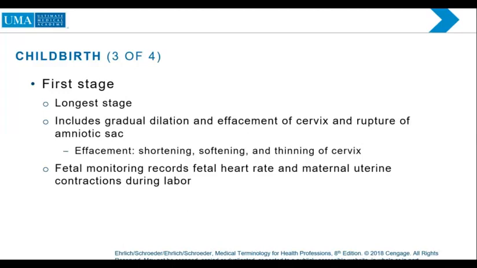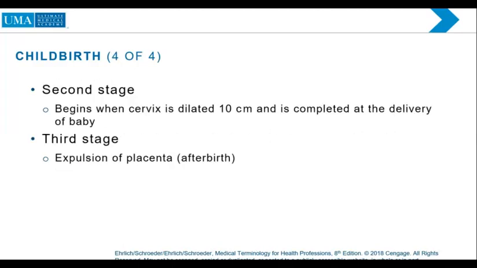Fetal monitoring records fetal heart rate and maternal uterine contractions during labor. The second stage begins when the cervix is dilated 10 centimeters and is completed at the delivery of the baby. The third stage is the expulsion of the placenta or afterbirth.